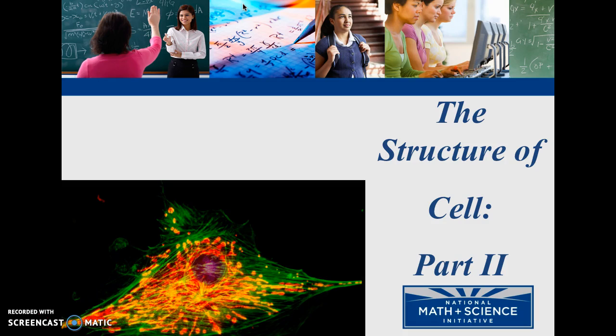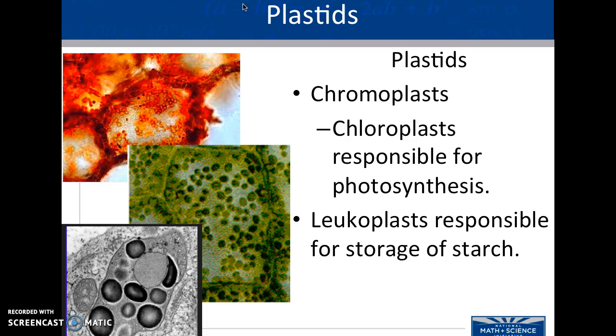So this is the second set of slides about the cell structure. We went over the first set of slides in class, just going over the organelles of the cell. This will be due on Tuesday when you return, because you do not have school on Monday. So some other organelles that you need to know, and I would just keep a running chart of these. When we talk about plant cells specifically, plant cells have these things called plastids.